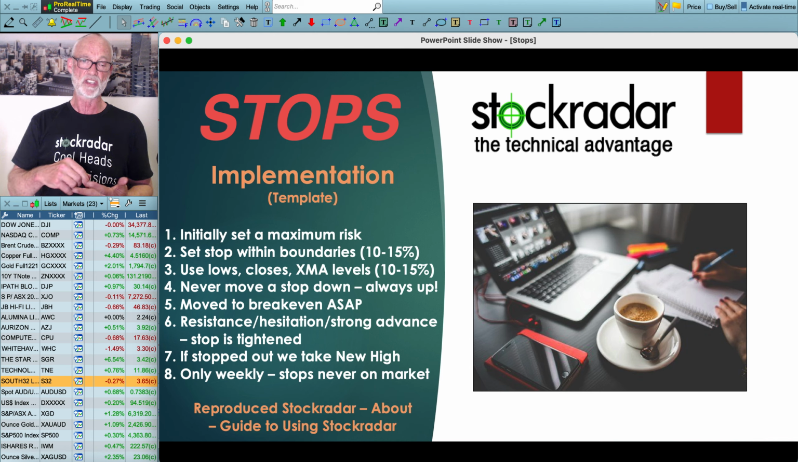Okay? So this implementation template I've got here is all reproduced on StockRadar under the About section and the guide to using StockRadar if you want to use that for reference. Okay? So that's the stops and that's the implementation part.